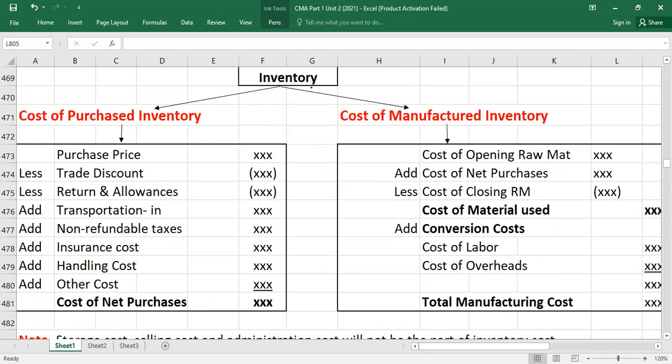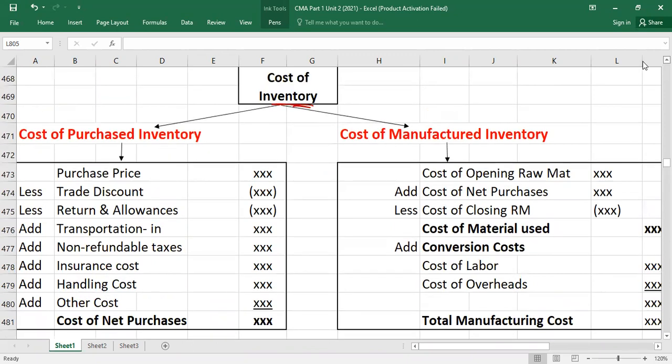Because we are talking about cost of inventory, there are two scenarios. What if you are purchasing the inventory? That is called cost of purchased inventory. Then which items will be part of the cost? The second scenario is how to calculate the cost of manufactured inventory, if you are a manufacturing business. Starting from here, we are talking about cost of purchased inventory.